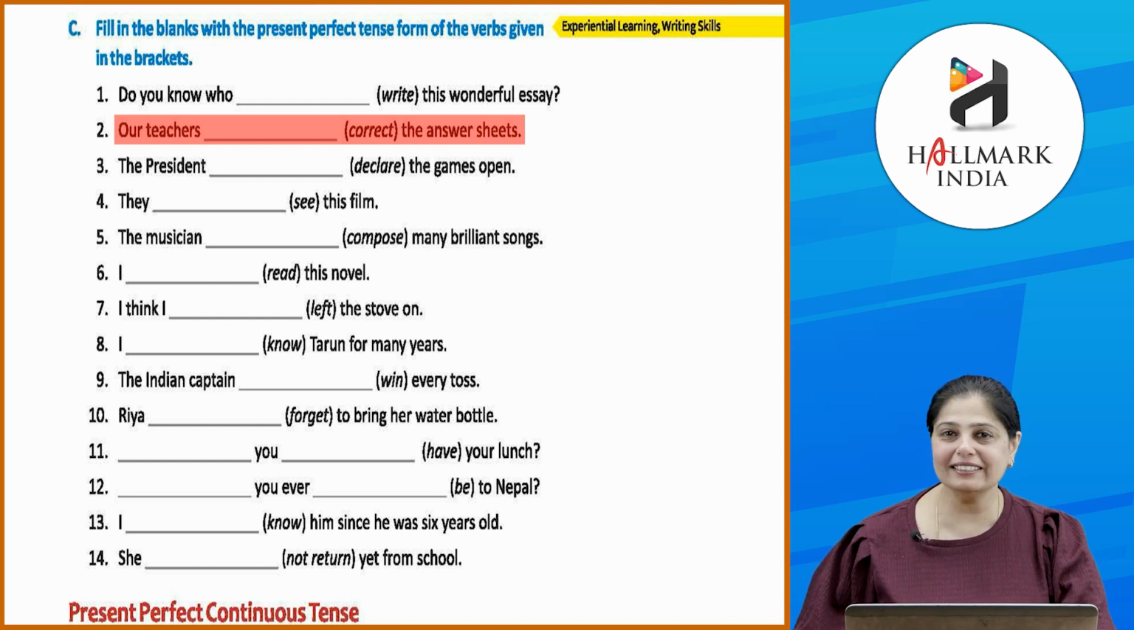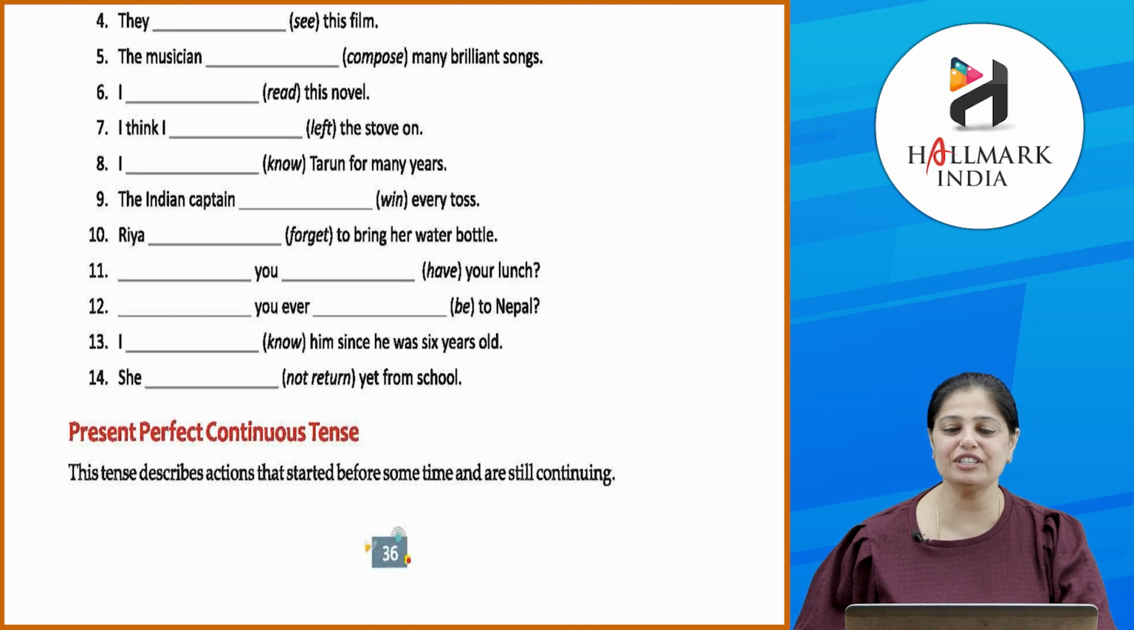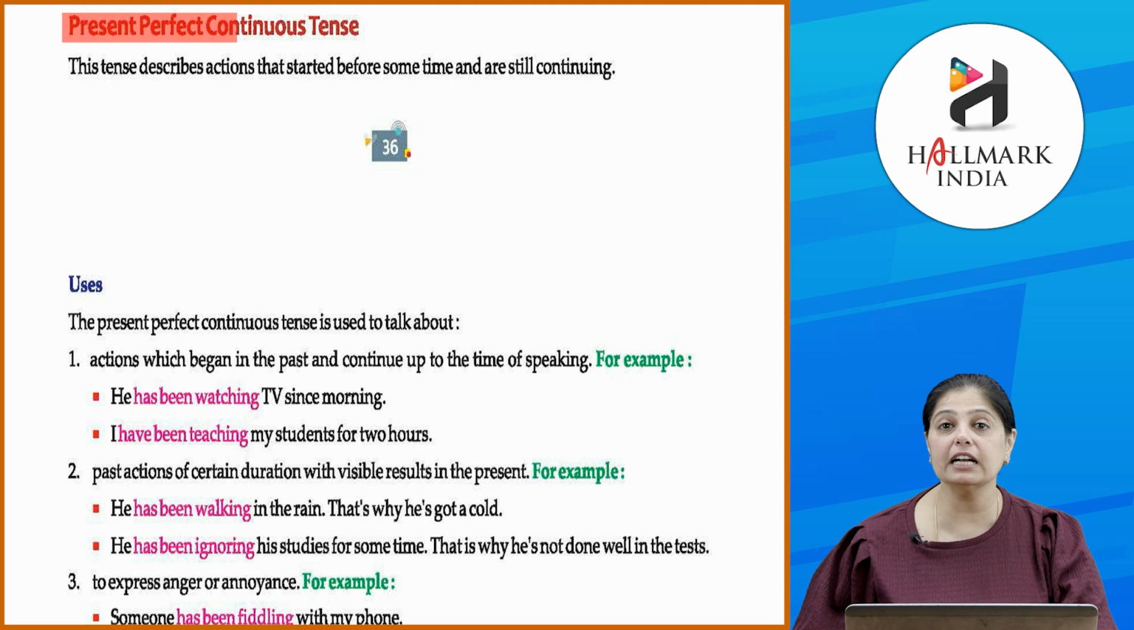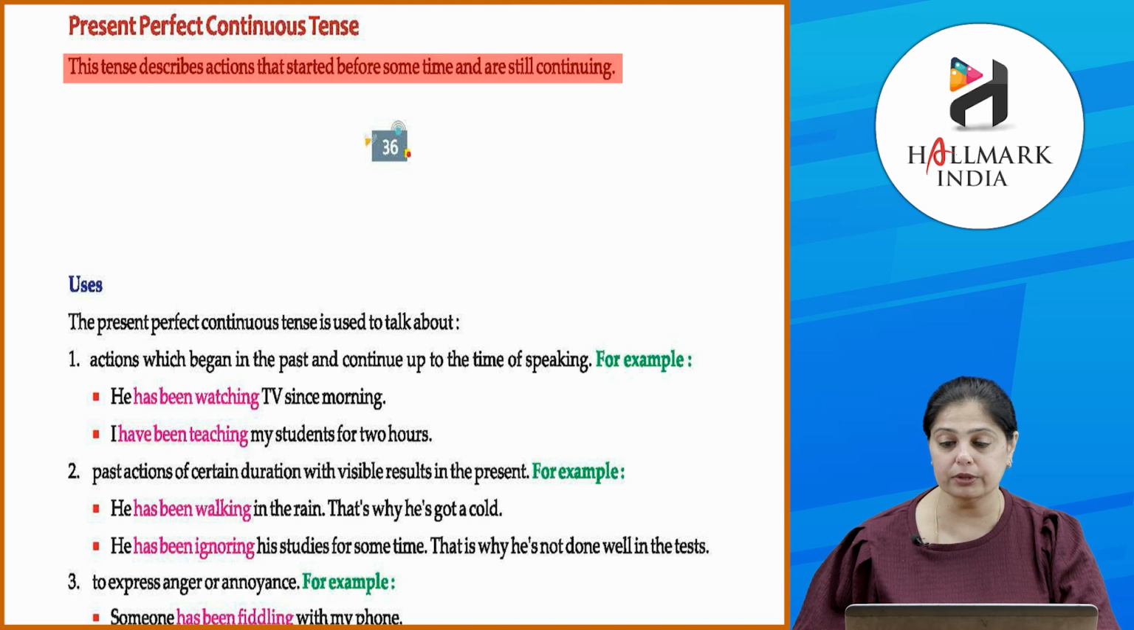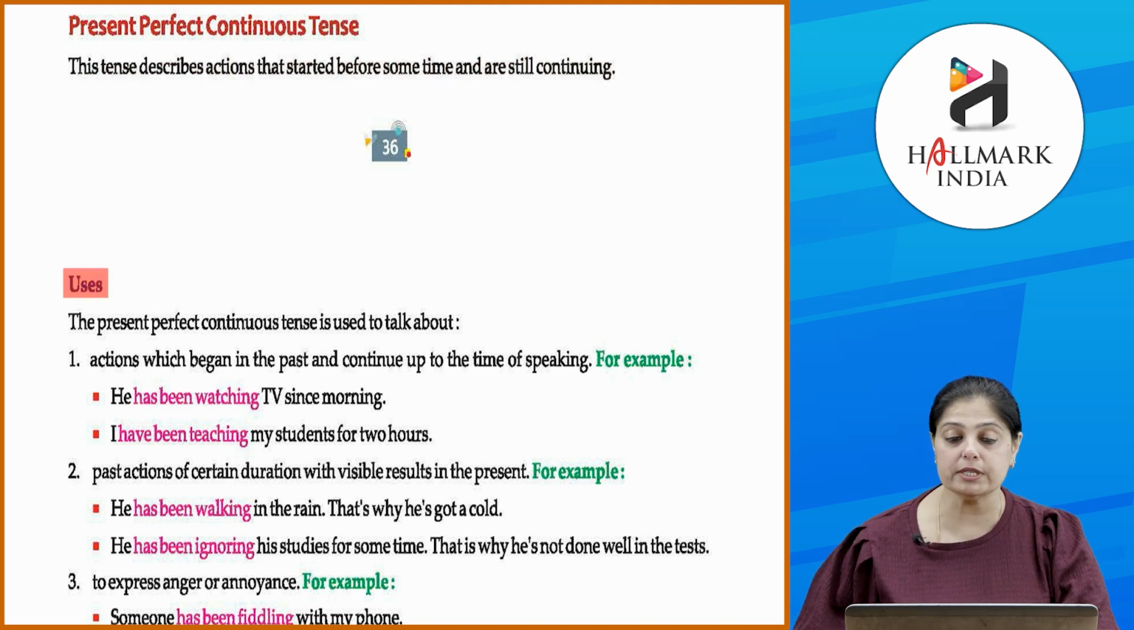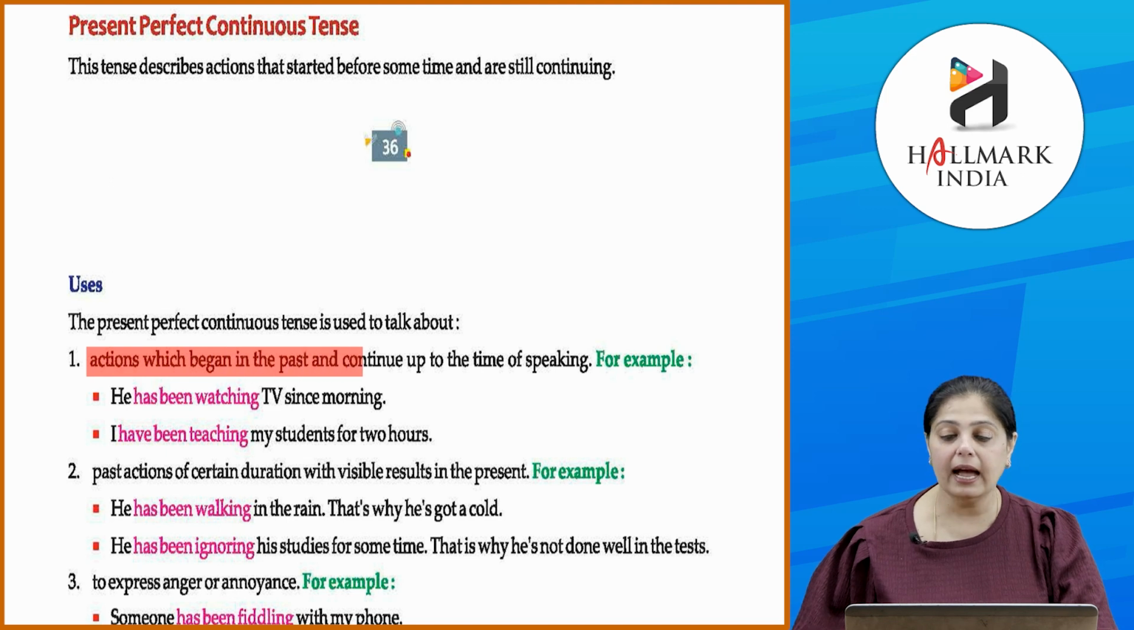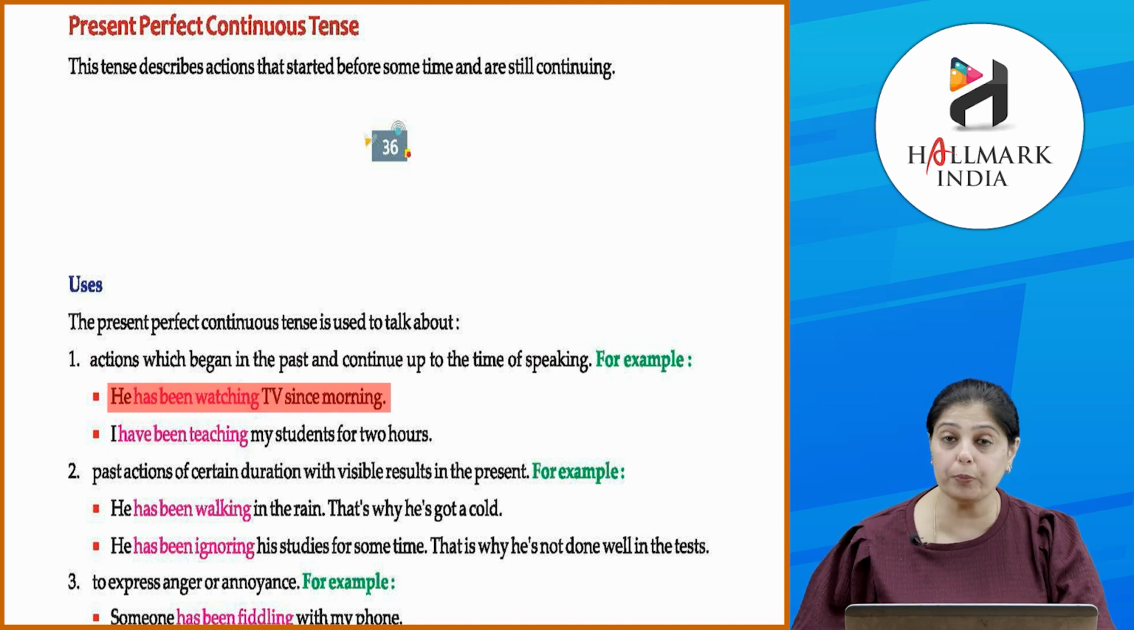Now let's look at the next type of present tense, which is called present perfect continuous tense. This tense describes an action that started before some time and is still continuing. Let's look at the uses. The present perfect continuous tense is used to talk about actions which began in the past and continue up to the time of speaking. For example, he has been watching TV since morning. So, since morning he is watching TV, that means that action is still happening.